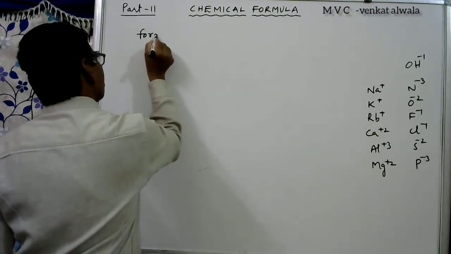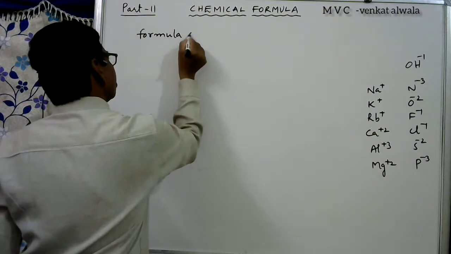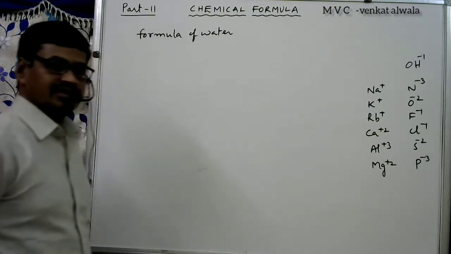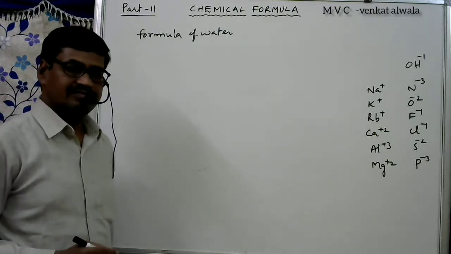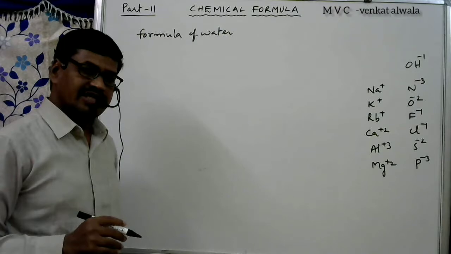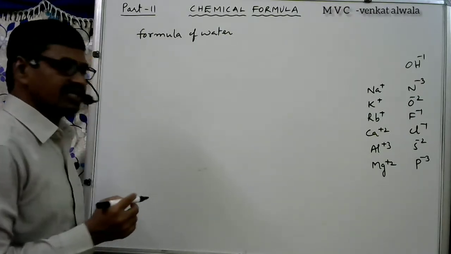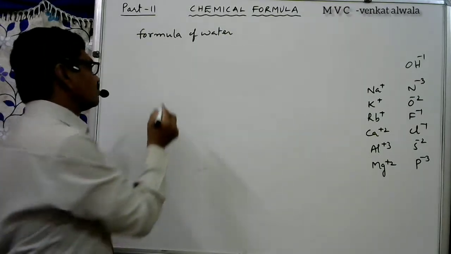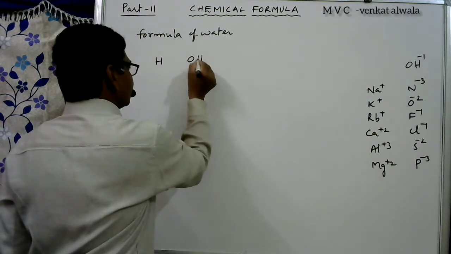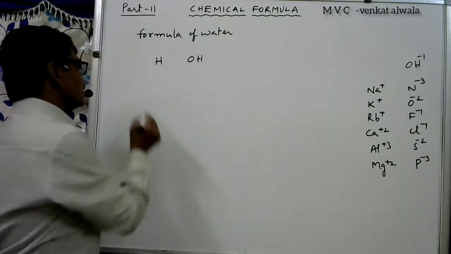How can we write the formula of water? H2O, you know, but how did we get that? Here two ions are present, one is a cation, the other is an anion. Their valences you have to write. First the symbols I am writing: hydrogen is present, then the OH group is present. So these are the symbols.